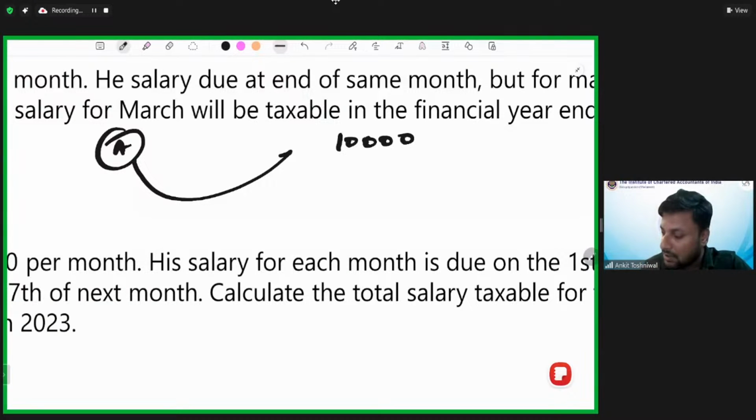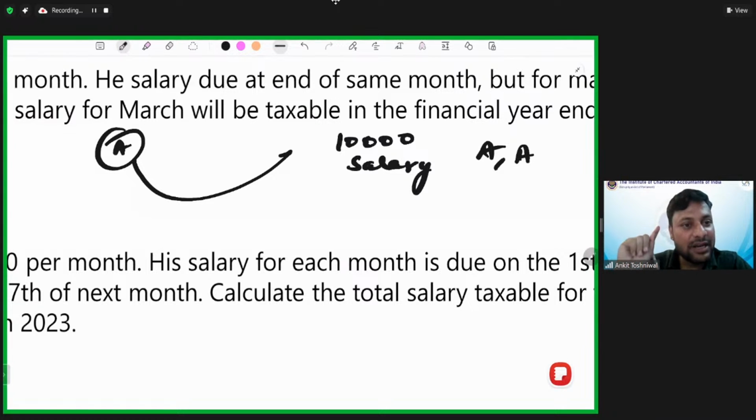Okay, this is salary which will be due in April, received in April, so taxable in April. Right? This is clear now. Now he received an advance against this salary. So he has to repay this advance now.